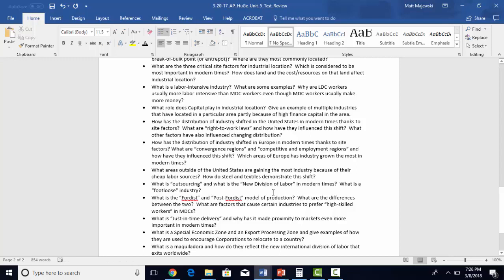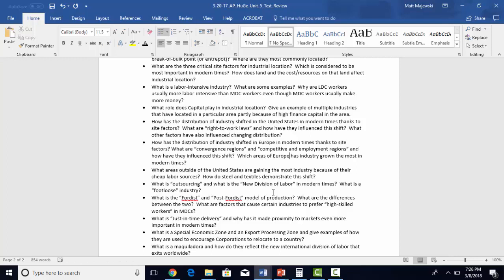What are the differences? I just kind of described them. What are the factors that cause certain industries to prefer high-skilled workers? By the way, Fordist method is popular in LDCs. I should say it's popular with low-cost, low-skill workforces. Post-Fordism is more popular with high-tech, high-skill workforces. So generally, you'll see Fordism more in LDCs these days, and you'll see the post-Fordist model being adopted more in MDCs.